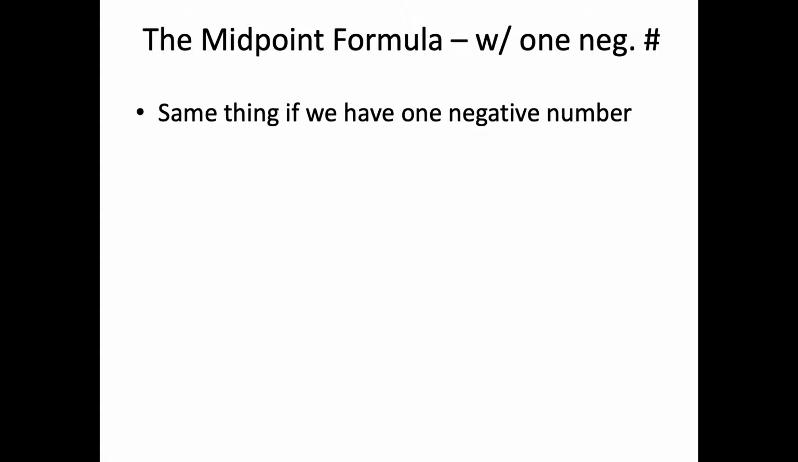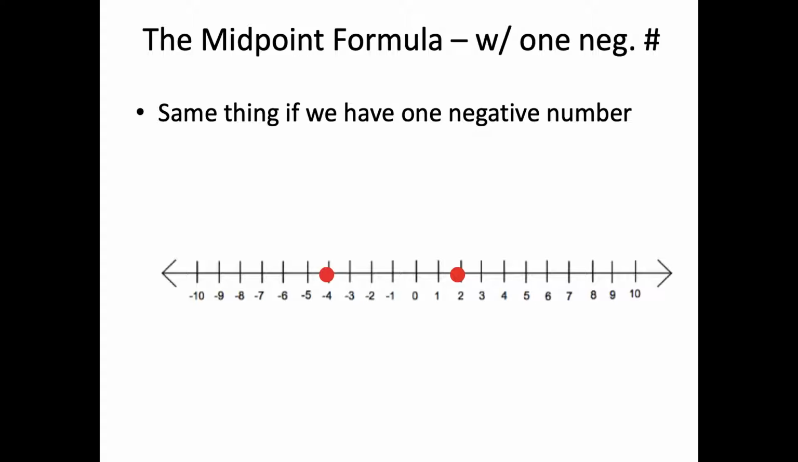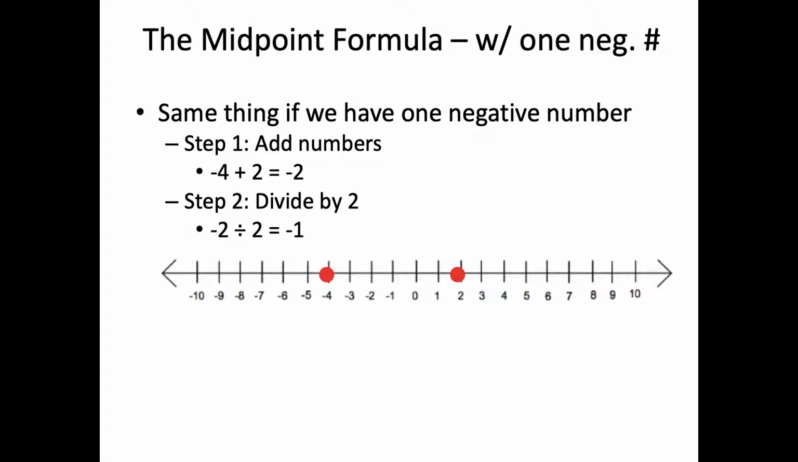Okay? What if only one of them's negative? Same thing. Add them up and divide by 2. So what are our 2 numbers? Negative 4 and 2. Add them up, that'd be negative 2. Divide by 2. Gets us negative 1. Negative 1 is the middle, right in the midpoint.